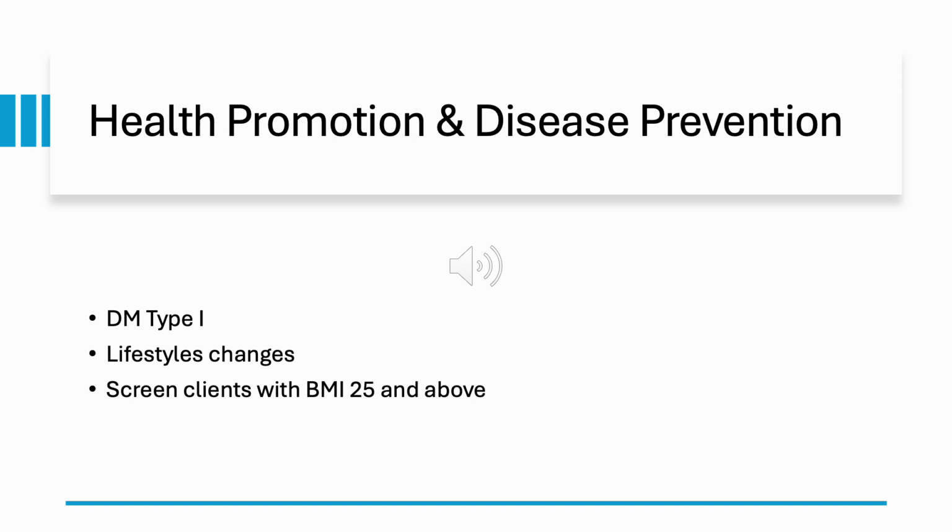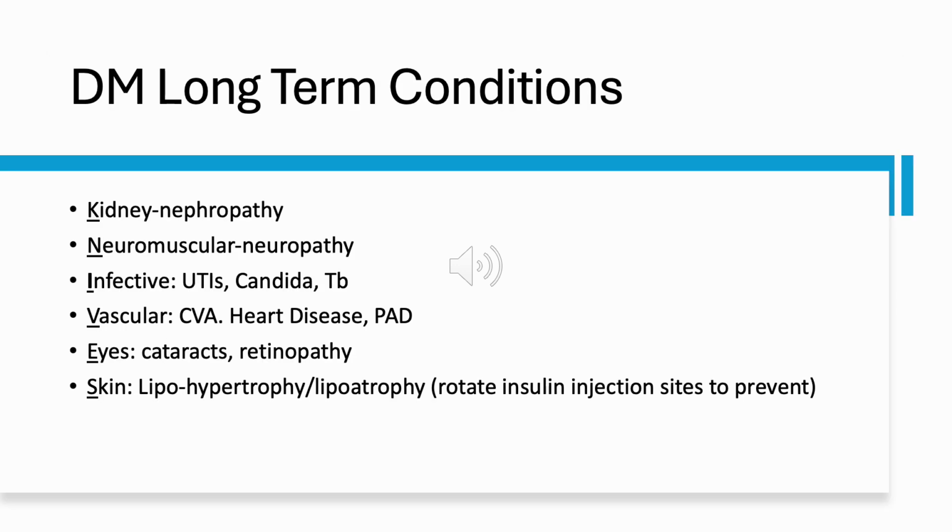All patients or all clients that have a BMI of 25 and above need to be screened. And this is for diabetes type 2, because we know that a BMI of 25 and above is one of the risk factors for having diabetes type 2. I mentioned previously that tight glycemic control is essential to prevent the occurrence of the long-term complications of diabetes.